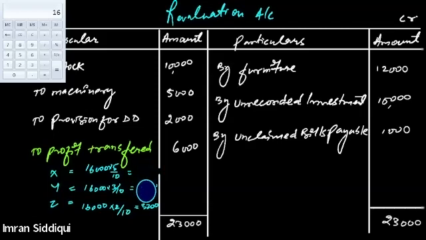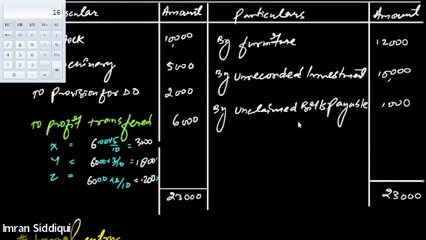Okay. And just tell me the share of profit for X, Y, and Z. X 3,000, Y 1,800, and Z 1,200. All right. Now we can pass the journal entry for the question.